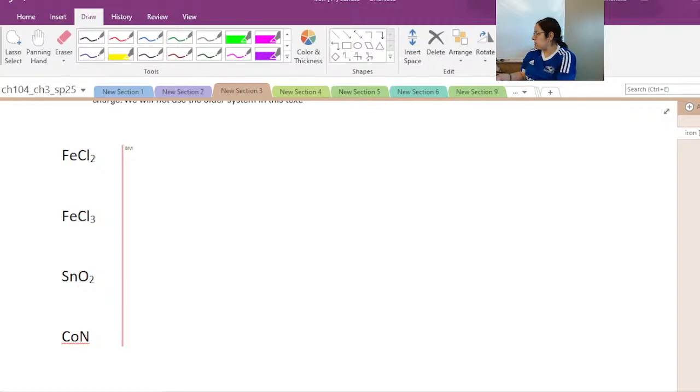All right, let's see how we're doing on this one. So what do we get for the first one here? FeCl2. Iron(II) chloride. Perfect. So iron(II) chloride.